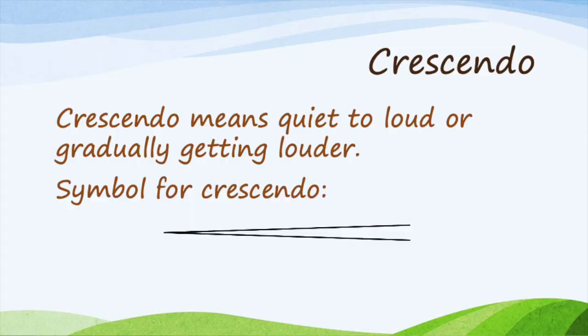Sometimes composers will want a gradual change from quiet to loud for a special effect. The symbol for quiet to loud, or getting louder, is called a crescendo. A crescendo sounds something like this.